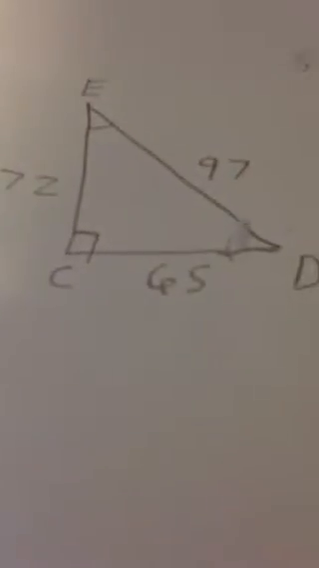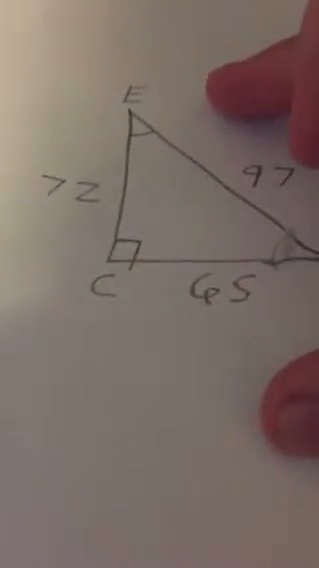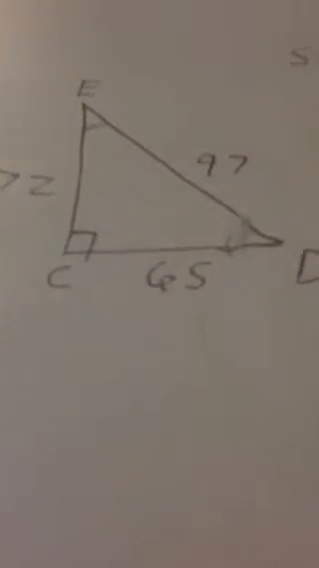Say if we switch this around, so say we're not talking about angle D, but angle E. Now that means that our adjacent side would be 72 and our opposite side would be 65. So when we're solving for angle E using the trigonometry ratios, our sine of E would be 65 over 97. Okay, so our sine of E is 65 over 97.